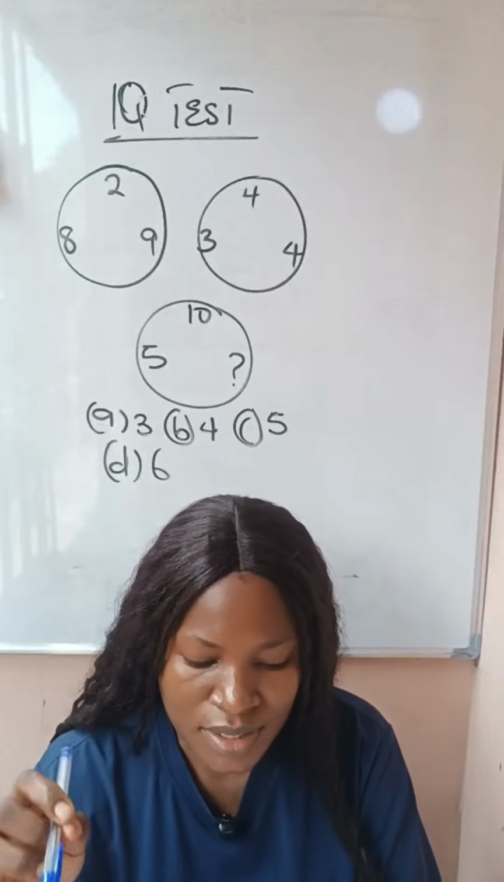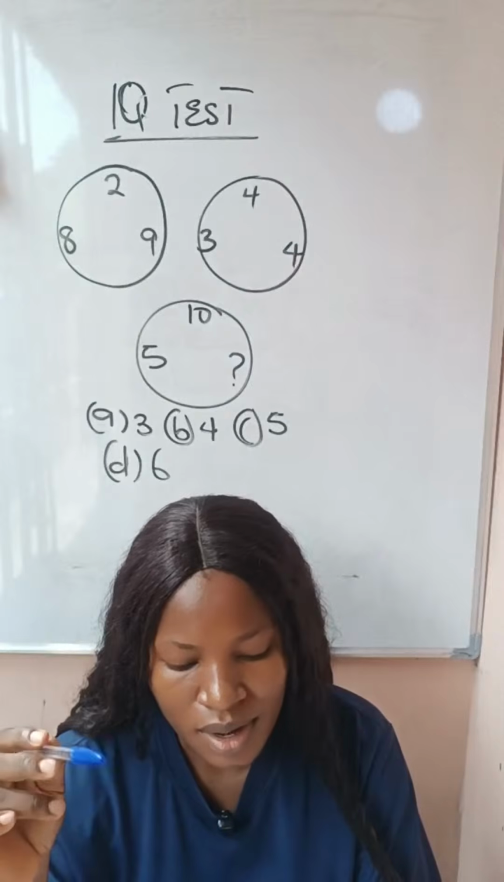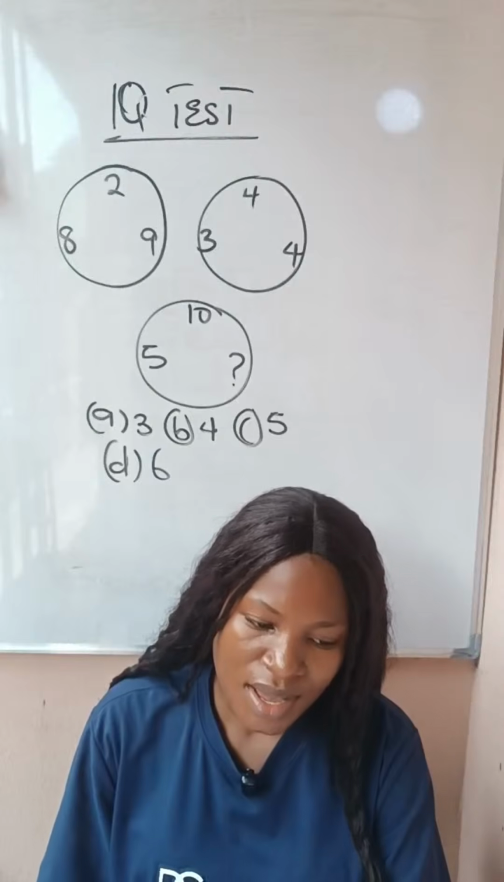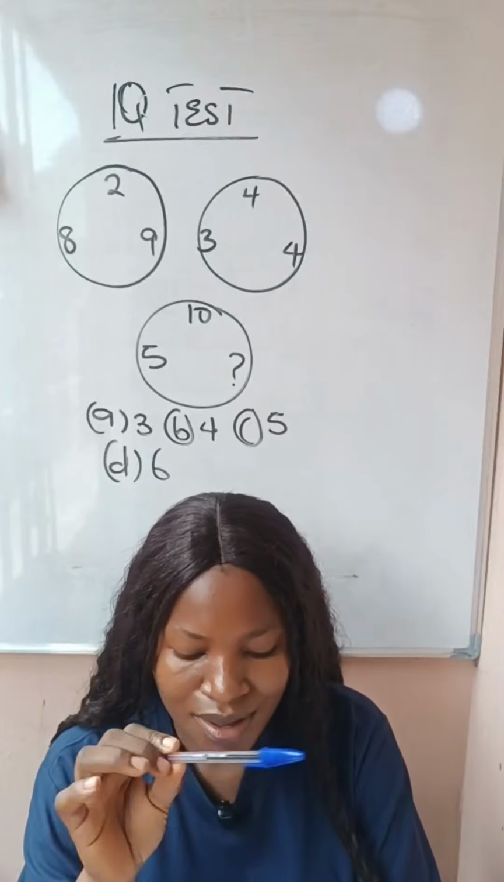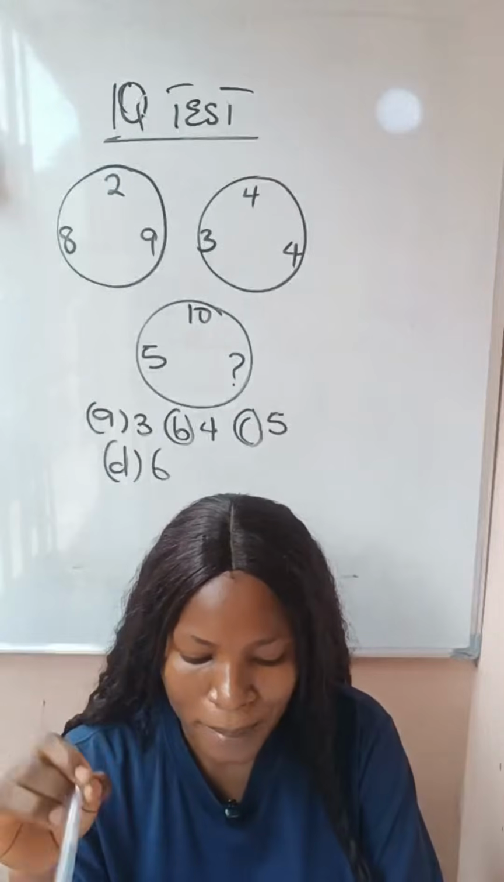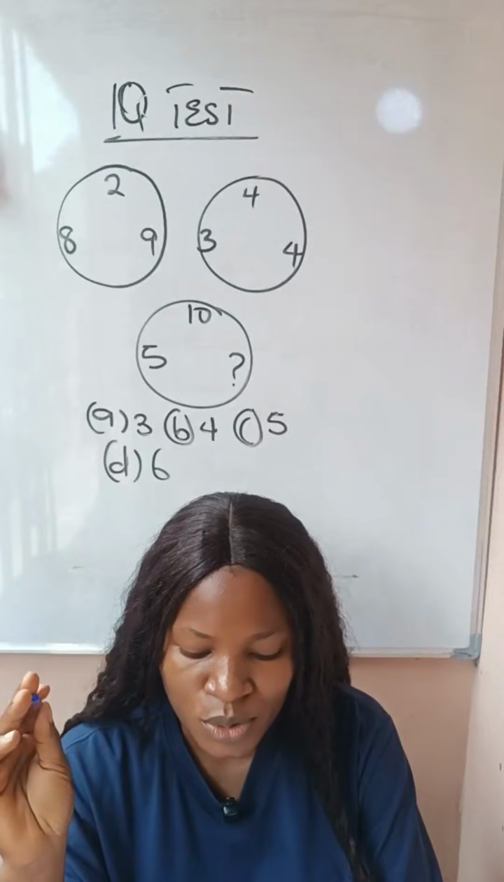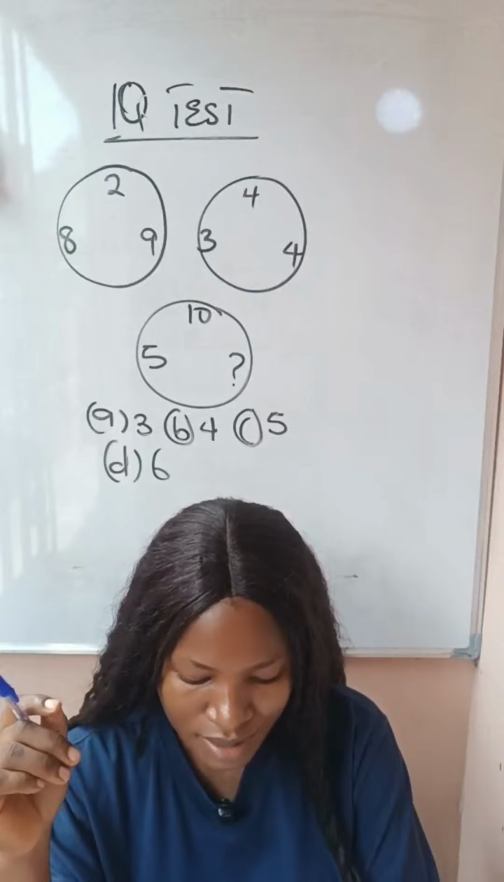Let us look at this pattern. Now, let me give you a hint. Think outside the box. One thing about IQ tests is that they will try to confuse you. If you're looking at that question, I know most of you will be looking inside the circle. Your mind is inside the circle. But I want you to remove your mind from inside and start thinking about outside.